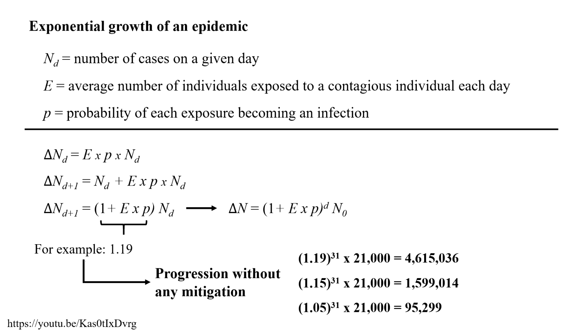Well, if we can lower the average number of individuals exposed to a contagious individual each day, we can isolate them, social distancing, and lower the probability of each exposure becoming an infection, again, masks and so on and so forth. For instance, if we can have some type of medication that could prevent an exposure actually becoming an infection, we can now lower this growth rate.